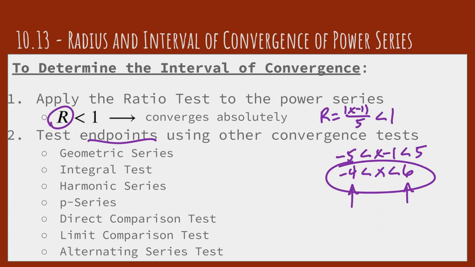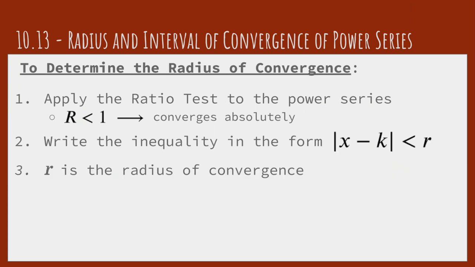Now, I mentioned the radius of convergence is easier to find. Again, we're going to use the ratio test, but once we do the ratio test, we actually get the radius of convergence. The reason it's easier is because we don't really care what's happening at the endpoints, so we don't have to test endpoints. We just want to see how big the interval is going to be.